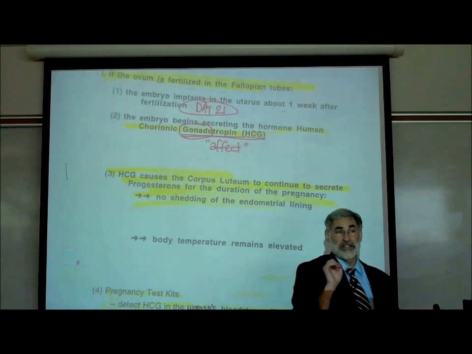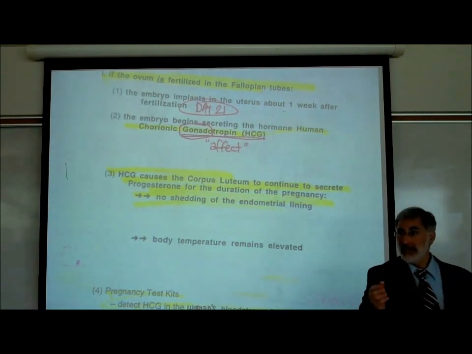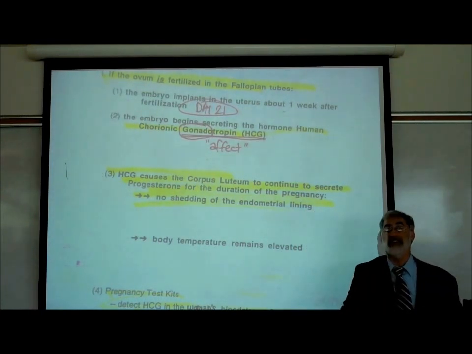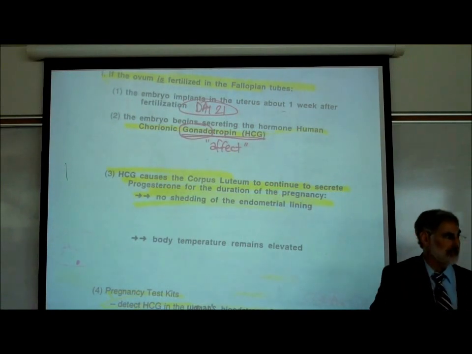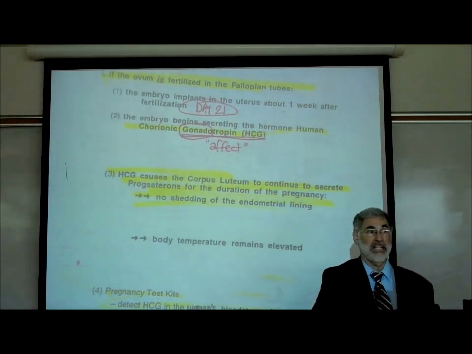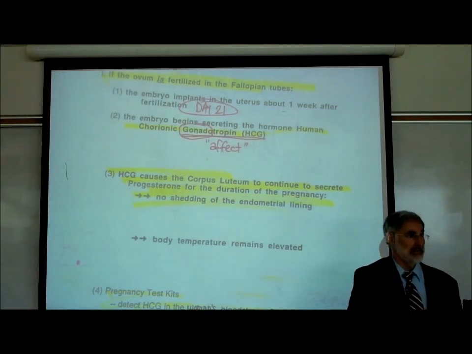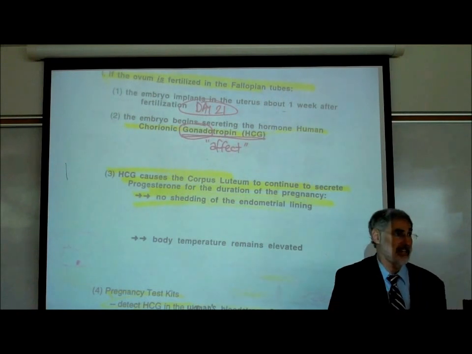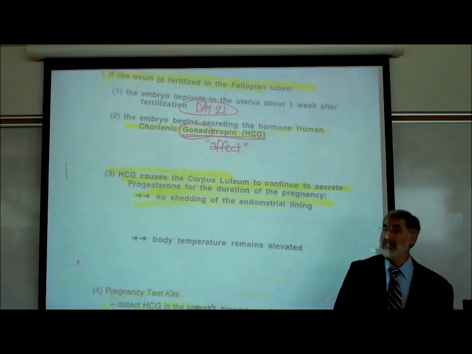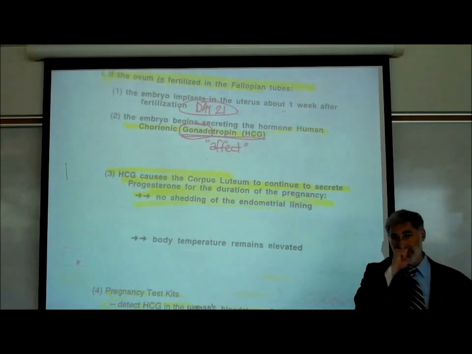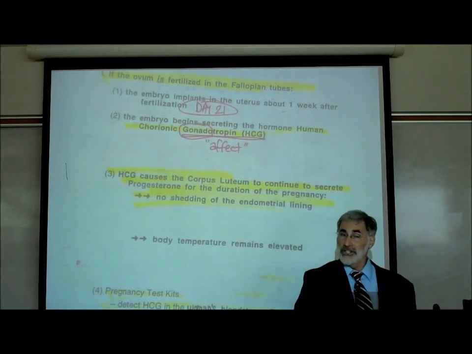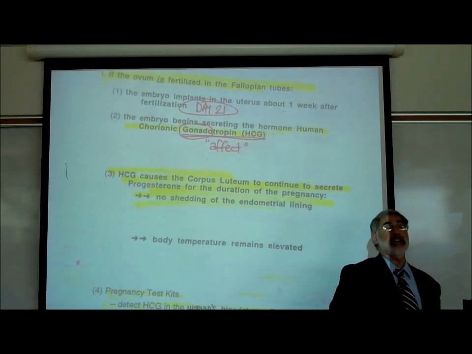Now, incidentally, sometimes women get pregnant, and during pregnancy they'll experience what's called spotting. There's a little bit of bleeding coming out of the vaginal canal during pregnancy. That's not supposed to happen, because if there's bleeding or shedding, then you can lose the pregnancy. If it becomes serious, sometimes it's not serious, if it's serious, then they will increase the amount of progesterone.